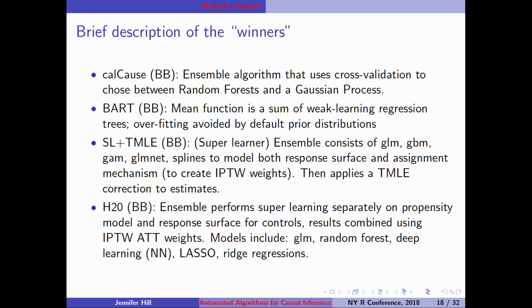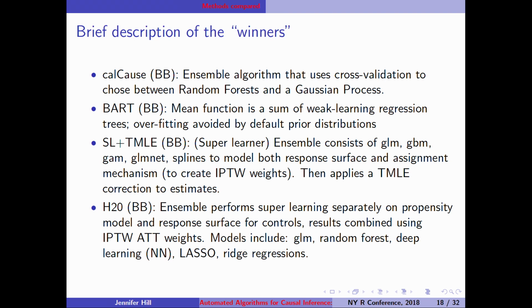So here are the people who won medals. The first is called CalCause. It's an ensemble algorithm that uses cross-validation to choose between random forests and Gaussian processes. I will say, though, that it chooses random forests 95% of the time. I'm working on Gaussian processes and causal inference right now, and it has a lot of promise, but it's hard to do well automatically.